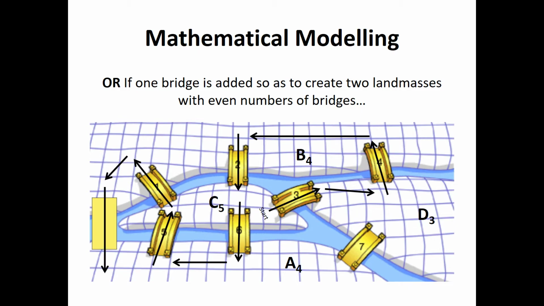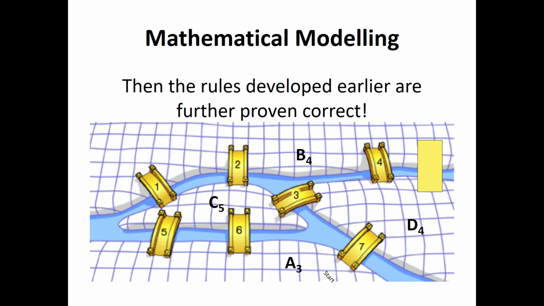So as shown here, just by adding a bridge, A and B go from having 3 bridges to 4 bridges connected to it, meaning that there are two land masses with evenly numbered bridges. And then same with B and D, there are now 2 land masses with evenly numbered bridges and 2 that are odd, therefore making it solvable.